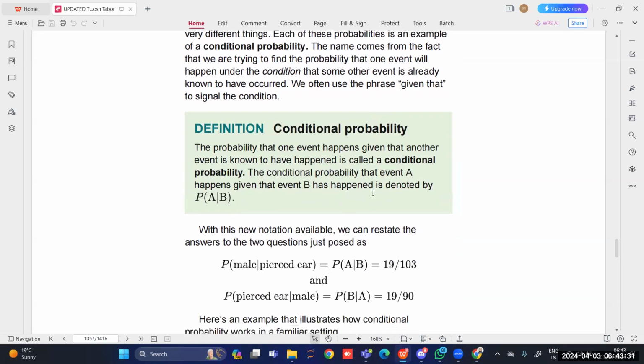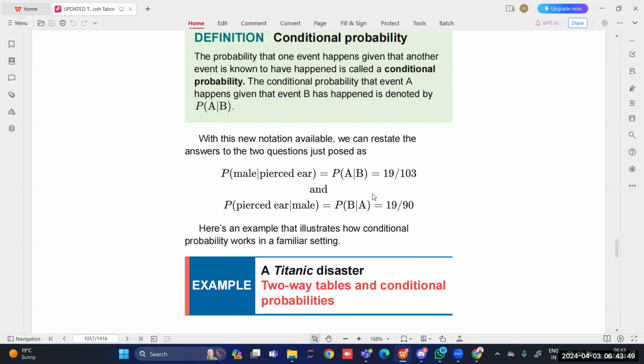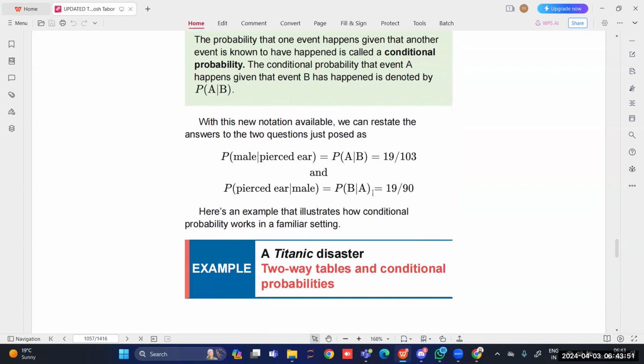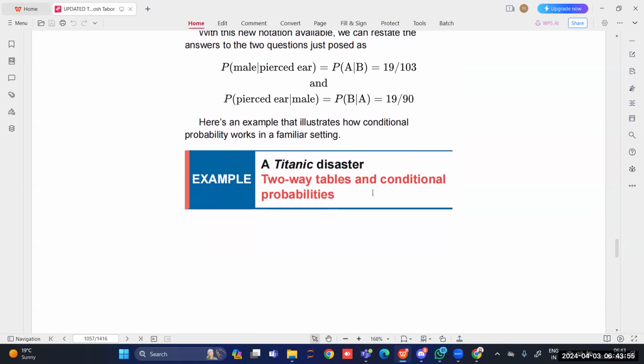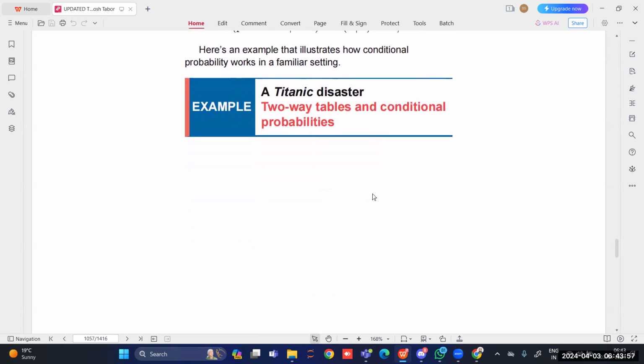With this new notation available, we can restate the answers to the question just posed. The two things we calculated: male given that it has Pierce tier is 19 upon 103, and Pierce tier given that it was a male is 19 upon 90. So here is an example that illustrates how conditional probability works in a familiar setting: the Titanic disaster.